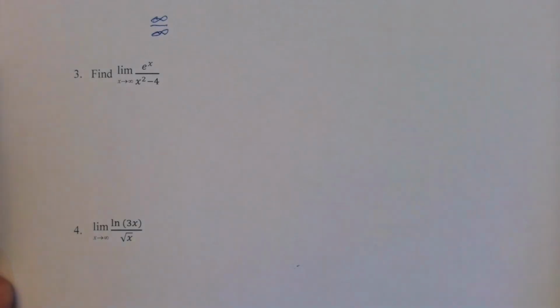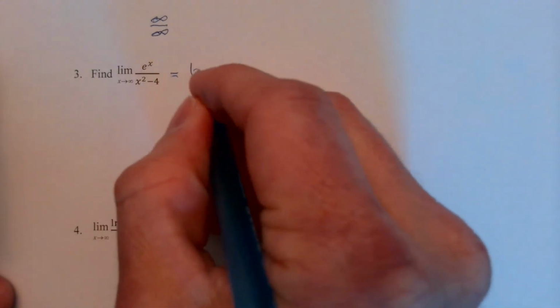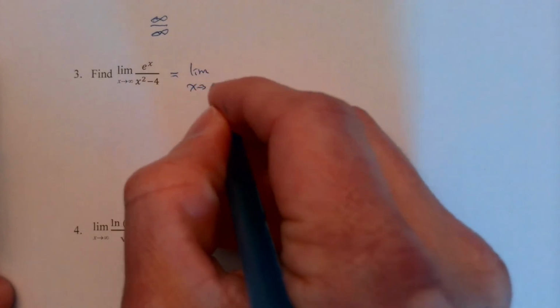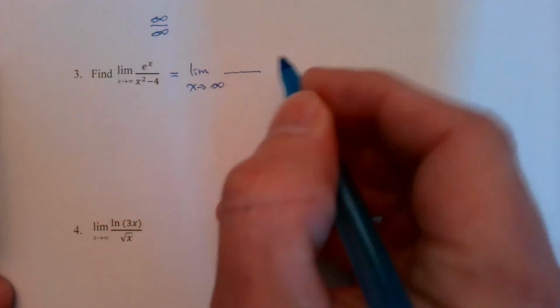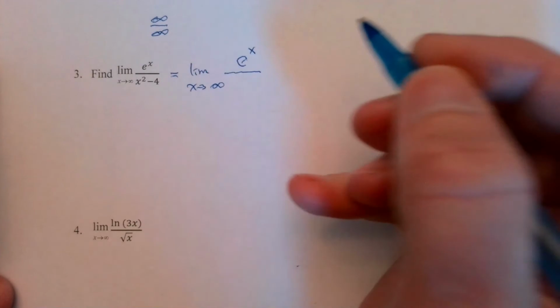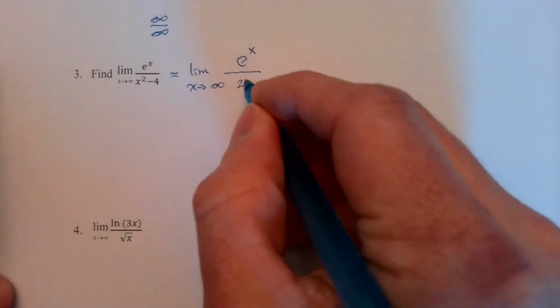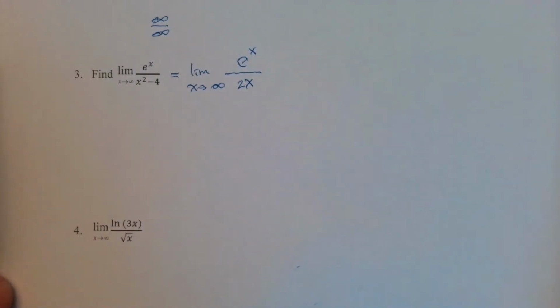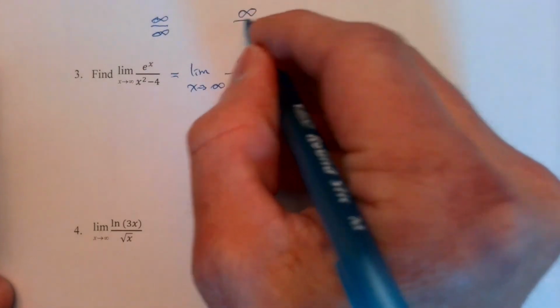Problem 3, take the limit as x goes to infinity of e to the x over x squared minus 4. Confirm for yourself that this has an infinity over infinity form, and it's appropriate to apply L'Hopital to that. Well, if you can take derivatives, you can do L'Hopital's rule. The derivative for e to the x is e to the x, and the derivative for x squared minus 4 is 2x. You will once again have an infinity over infinity form.